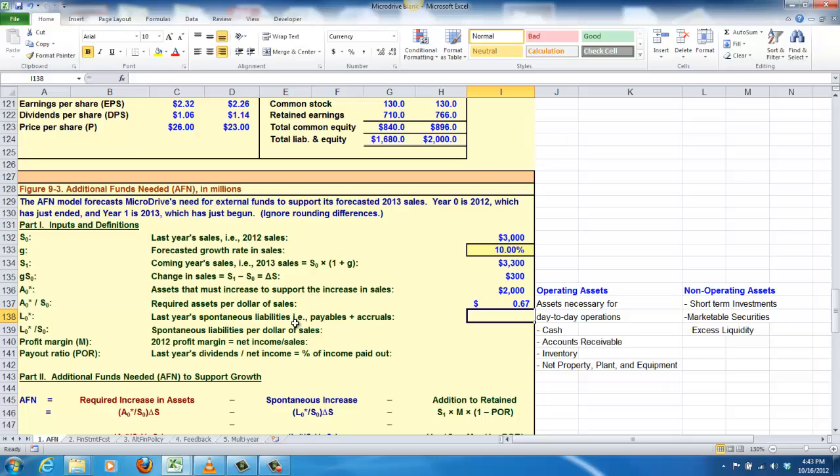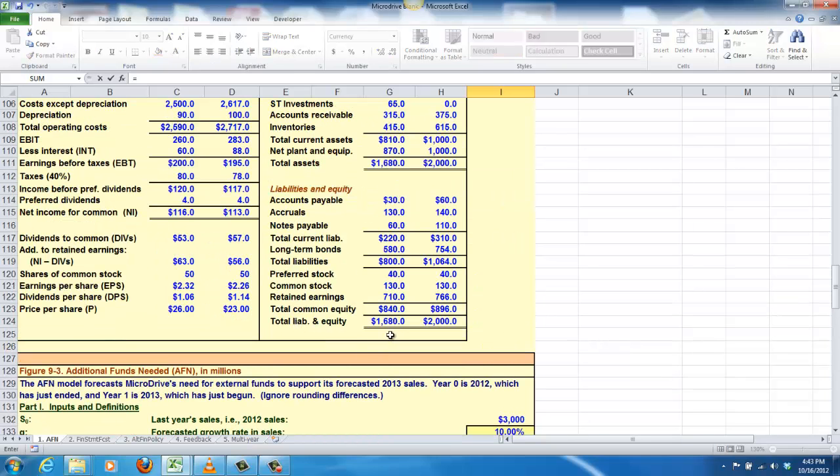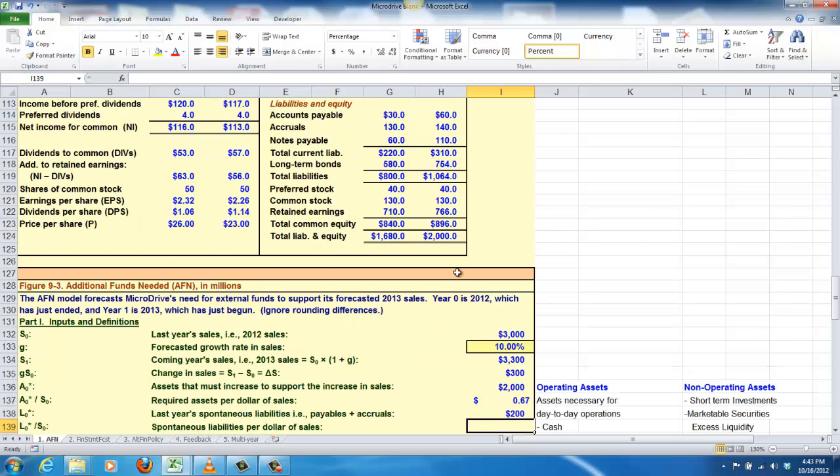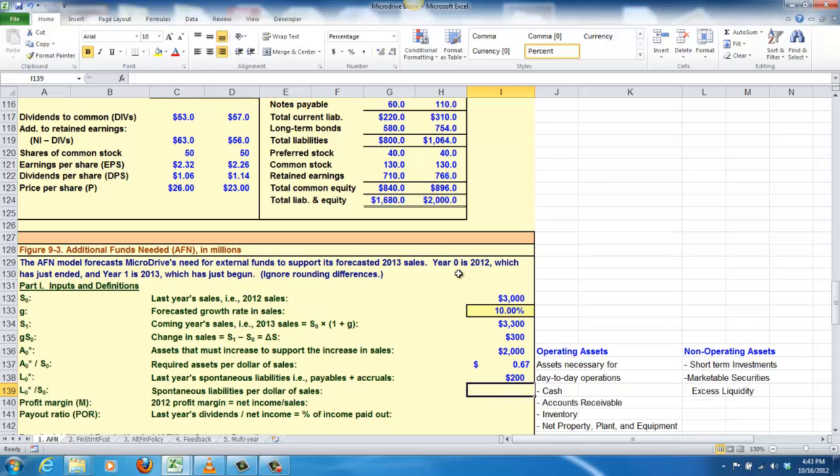So these are going to be equal to the accounts payable plus the accruals to get $200. So spontaneous liabilities per dollar of sales are going to be equal to 200 divided by 3,000, or 7 cents, or 0.0667 dollars per dollar of sales.